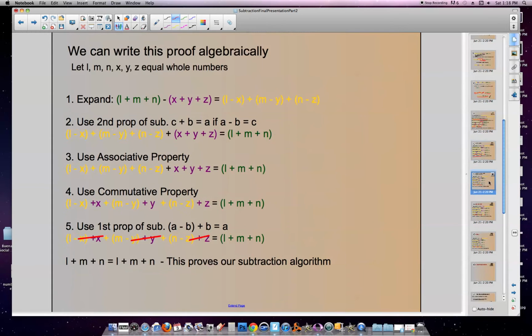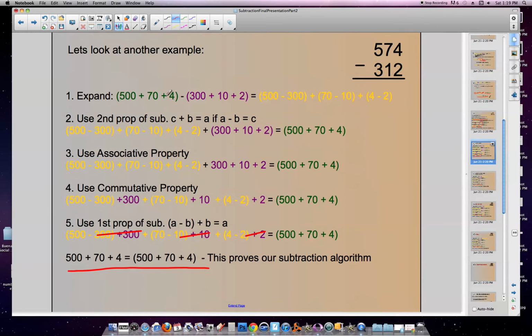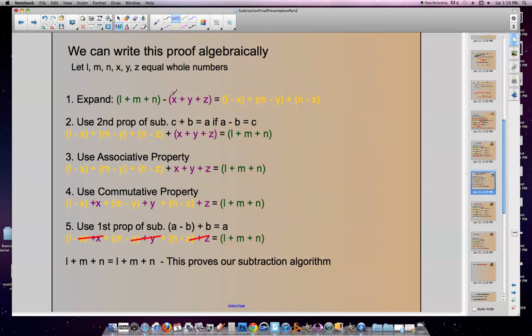And now what we're going to do is jump to an algebraic proof. We're going to say, I bet this works all the time. We don't really need to use numbers. If we have L plus M plus N, and keep in mind, I'm going to go back, this is just 574. This is any number expanded out. This is assuming a 3-digit number, but we could do it for a 5-digit or a 20-digit number.